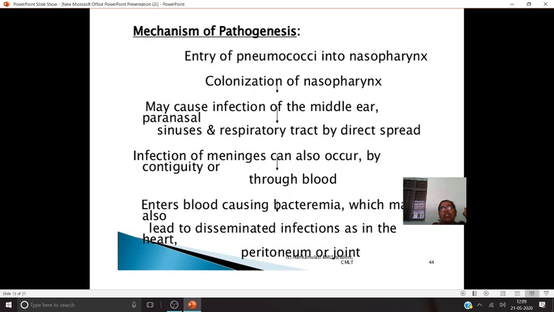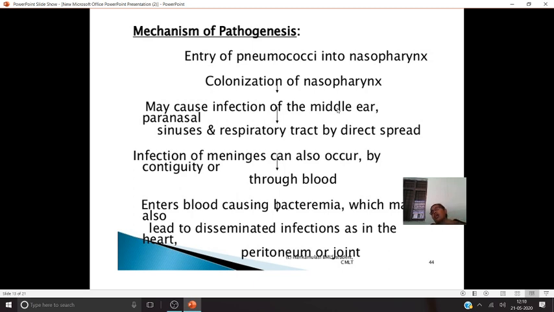Next, the mechanism of pathogenesis: how it enters the system, how it produces the disease conditions in our body, and what symptoms we can see because of the pneumococcus. Pneumococci enter the nasopharynx through the oral cavity or the nose. Colonization takes place in the nasopharynx. From the nasopharynx, the infection goes to the middle ear, paranasal sinuses and respiratory tract by direct spread. So it mainly enters through the nose and oral cavity, directly spreading to the middle ear.